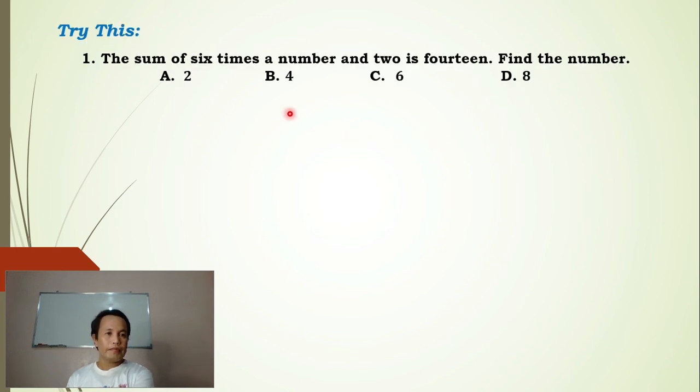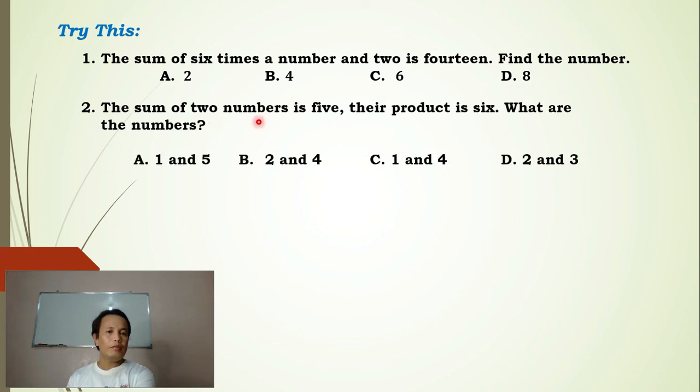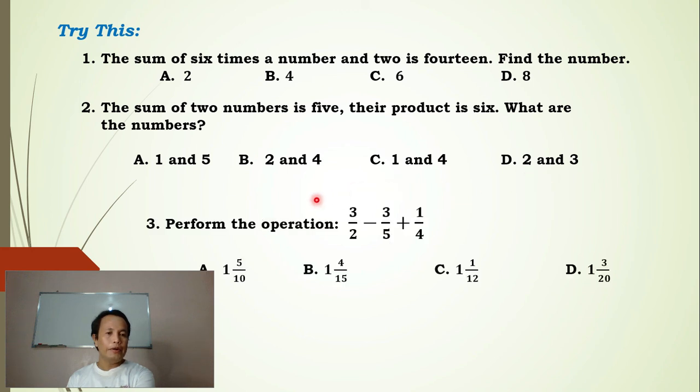Before I go, you try these examples first. Number 1. The sum of 6 times a number and 2 is 14. Find the number. A, 2, B, 4, C, 6, D, 8. Number 2. The sum of two numbers is 5. Their product is 6. What are the numbers? A, 1 and 5, B, 2 and 4, C, 1 and 4, D, 2 and 3. Number 3. Perform the operation 2 over 3 minus 3 over 5 plus 1 over 4.